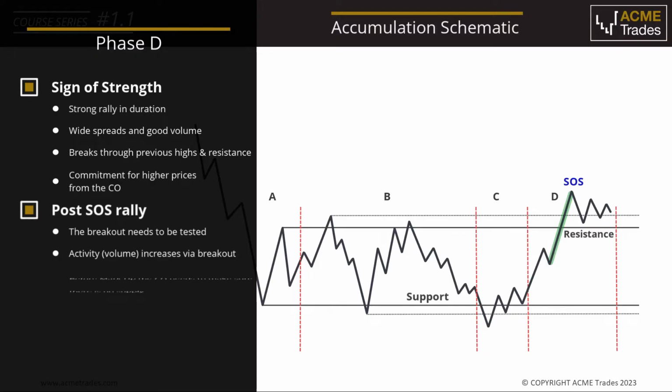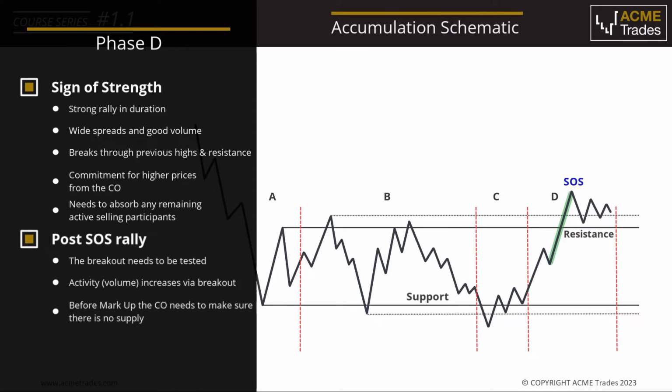Ergo, before markup begins, the CO, the smart money, needs to make sure there is no supply. Because the breakout itself, as I've just mentioned, usually has an increase in volume. And the sign of strength rally needs to absorb any willing remaining active selling participants. And this is reflected in the volume as we break on through. Any sellers that wanted to sell here at resistance, these are absorbed and we break on through.